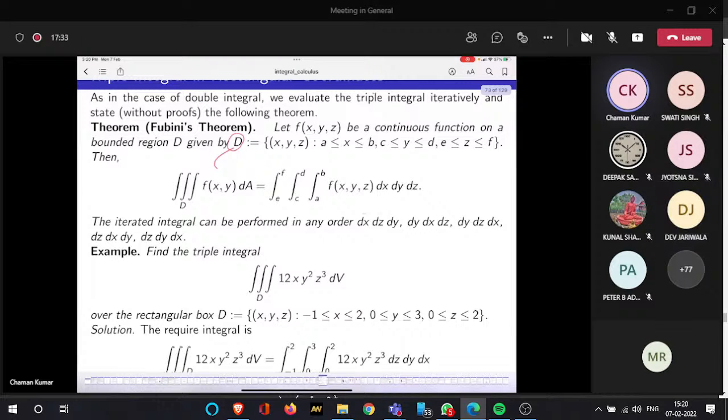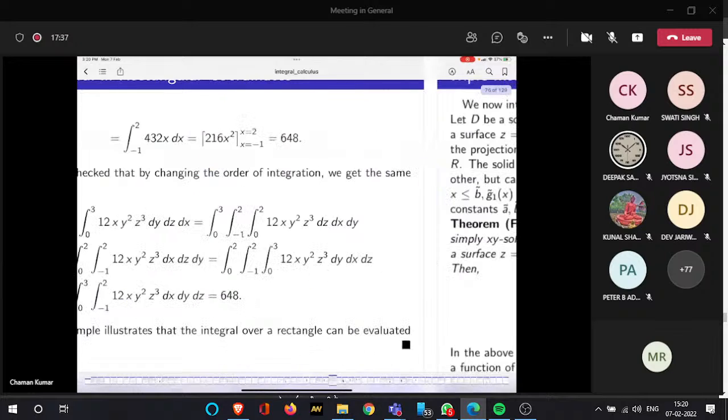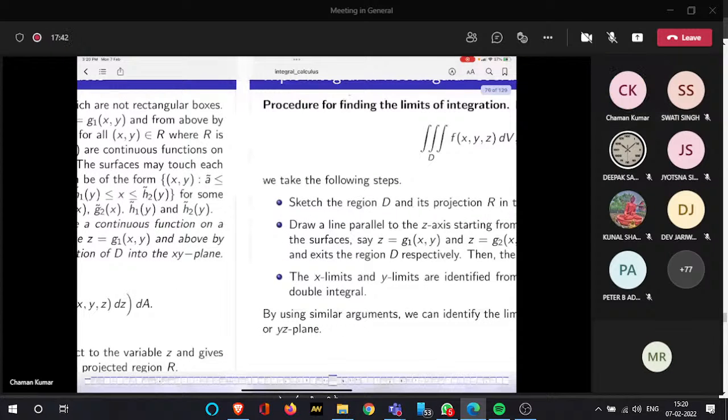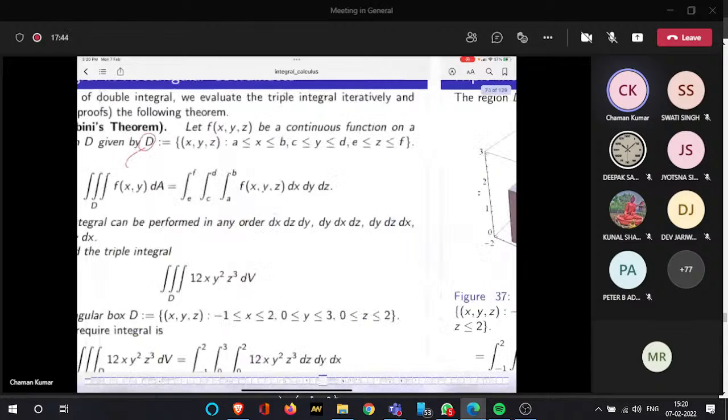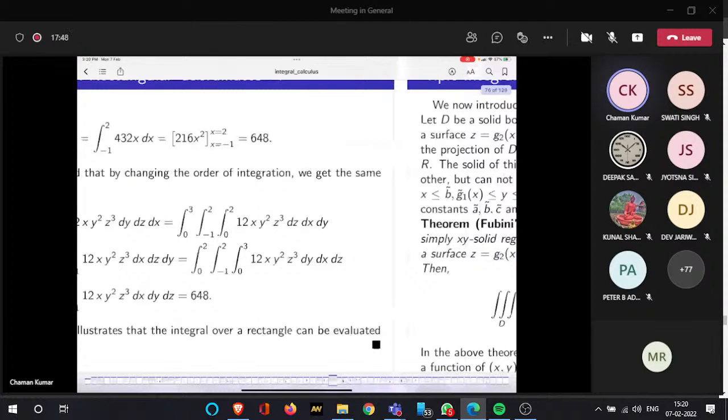Okay, so basically you have to think of a domain which cannot be expressed in this way. So one domain is this one, this rectangular cell. The other type of domain where Fubini theorem can be applied is this one.